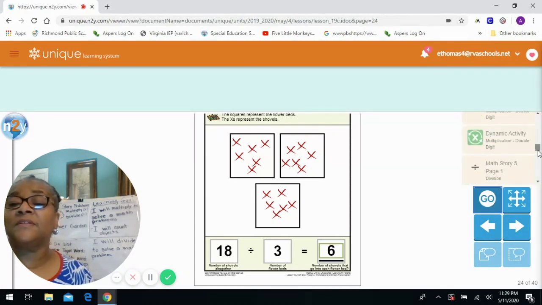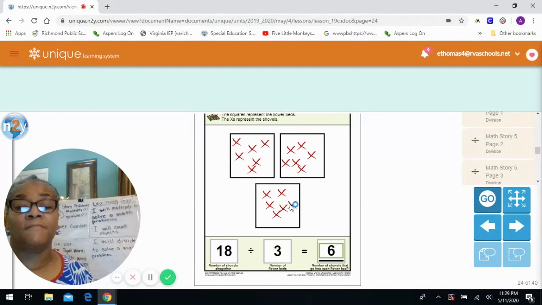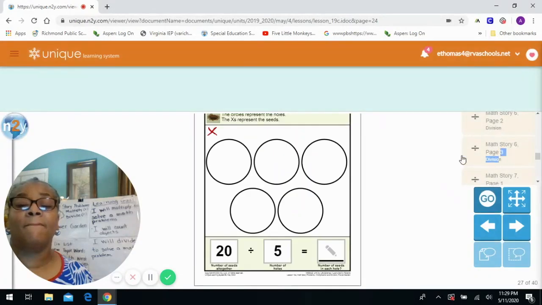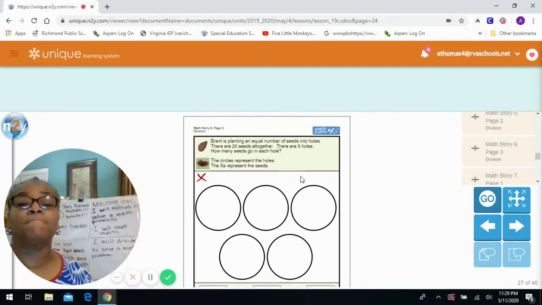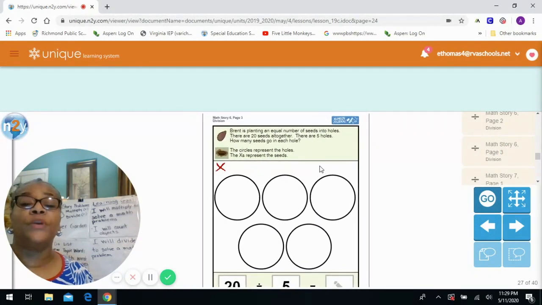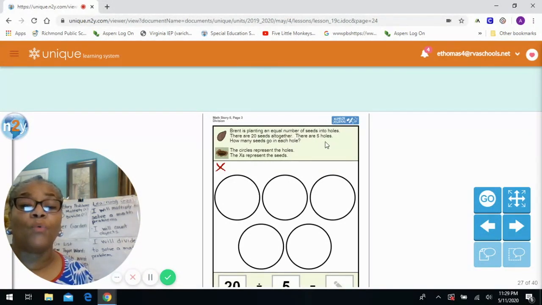All righty. Let's keep going. Let's try this one. Let's see. So we have Brent is planting an equal number of seeds into holes. There are 20 seeds altogether. There are 5 holes. How many seeds go in each hole?